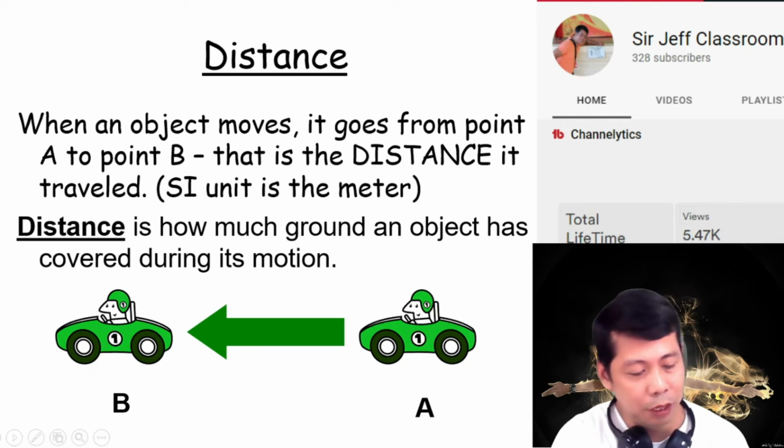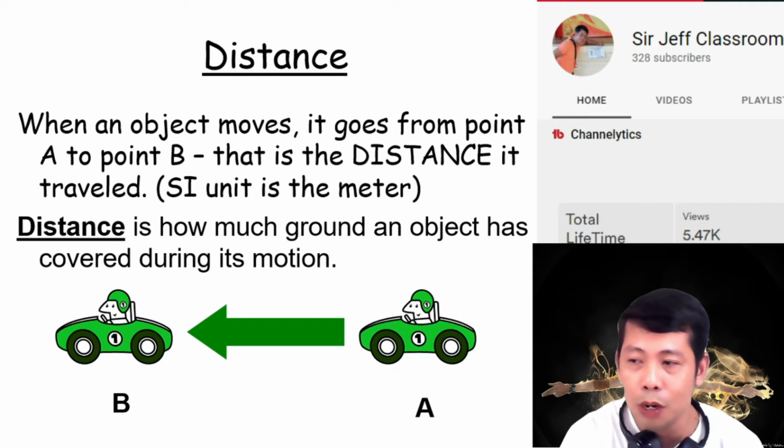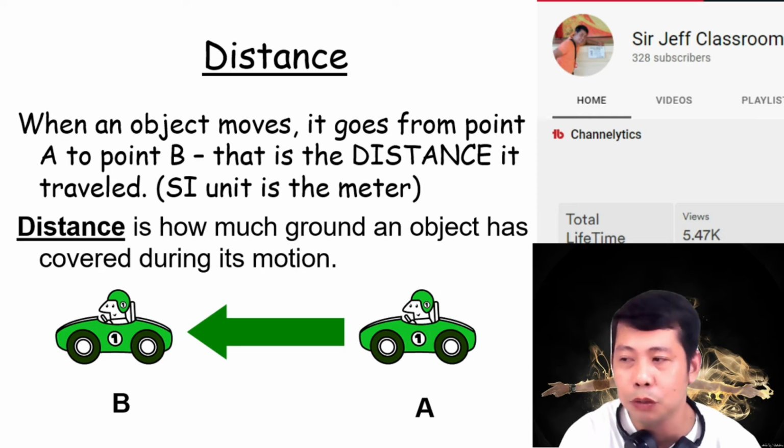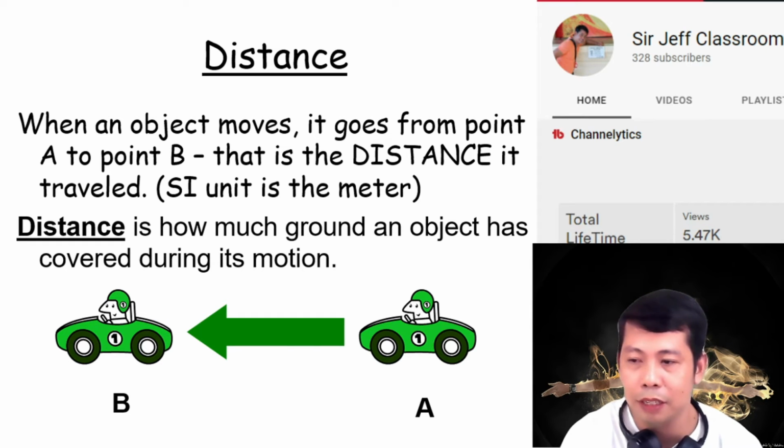And one of the quantities that we're going to use here, na diniscuss natin nakaraan, yung distance. When an object moves, it goes from point A to point B. Di ba? That is what we call the distance traveled. And the standard unit for distance is meters. And the definition is distance is how much ground an object has covered during its motion.